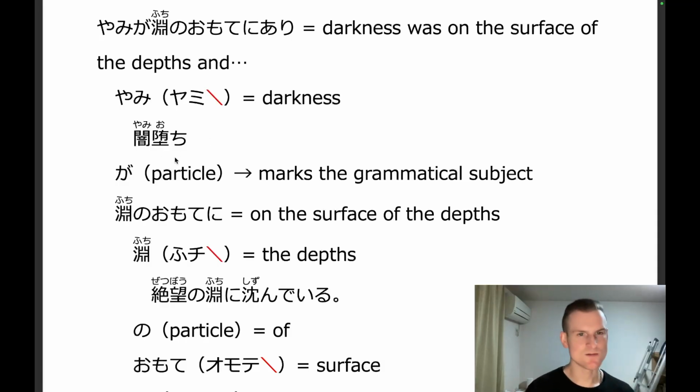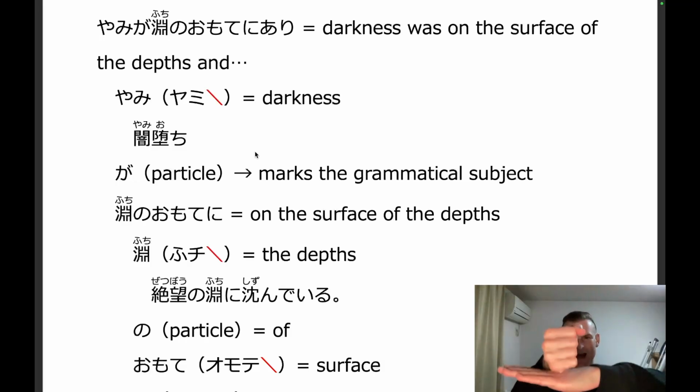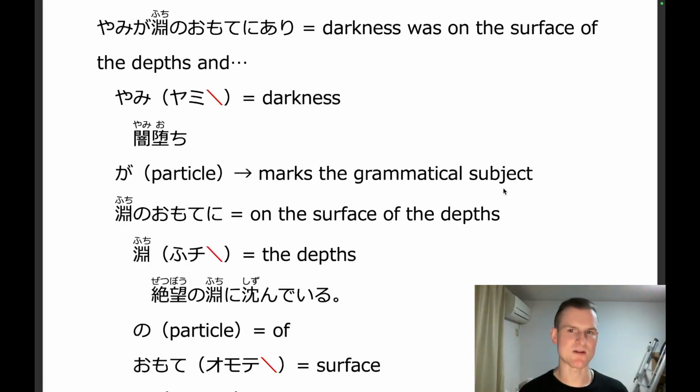Then we have ga, which is a particle. You know, I like to use hand signs for particles. I like to use this hand sign for ga. Ga marks the grammatical subject. So yami ga fuchi no mote ni ari. What's on the surface of the depths? It's yami. This is the subject.